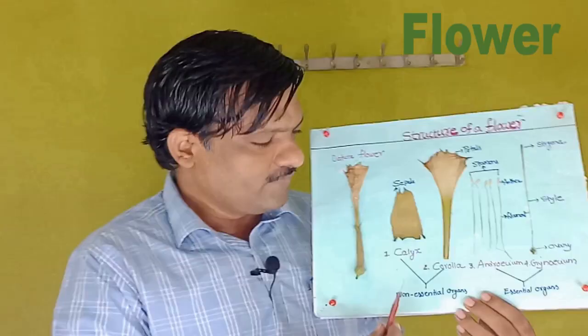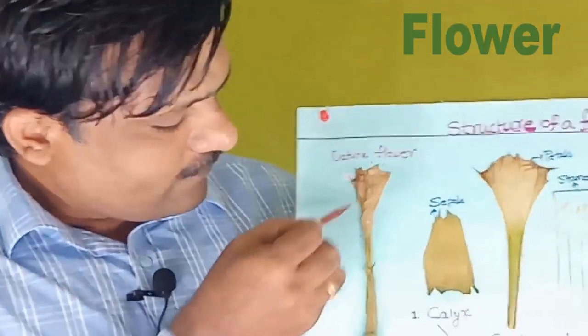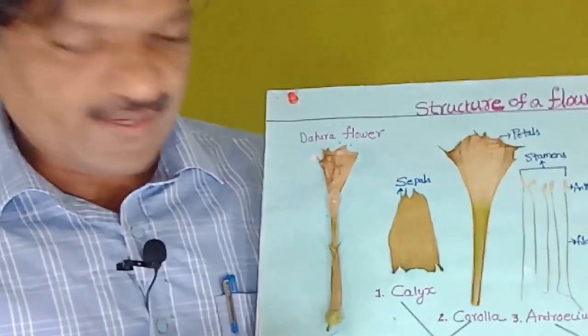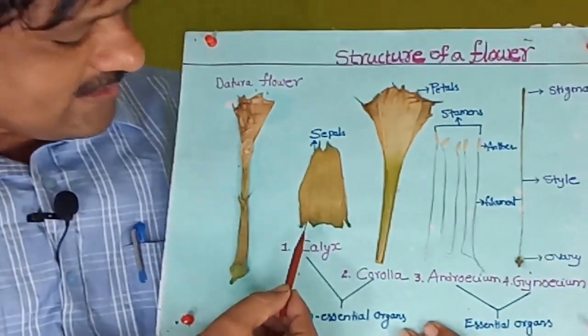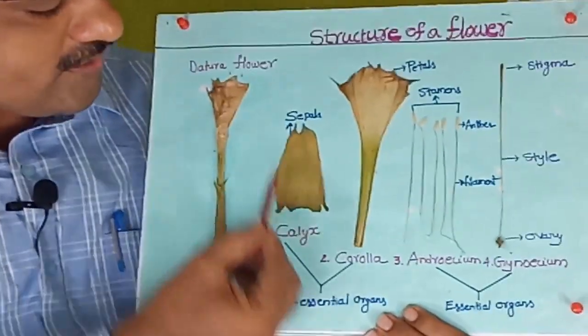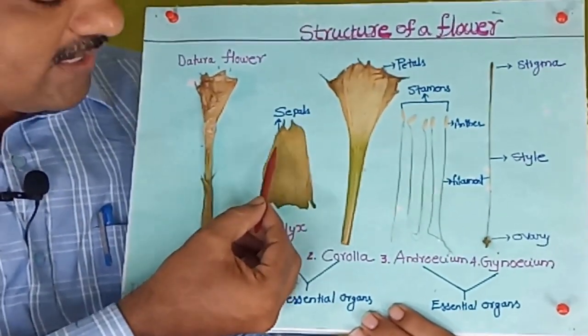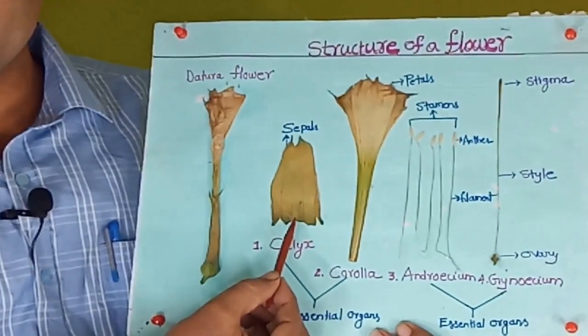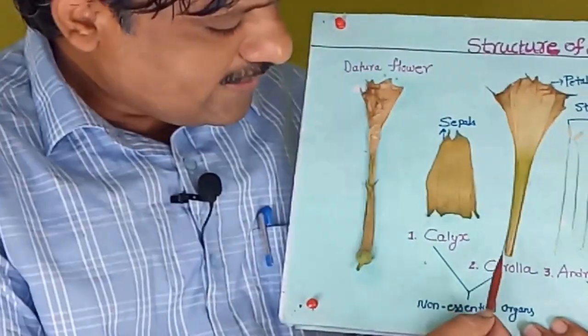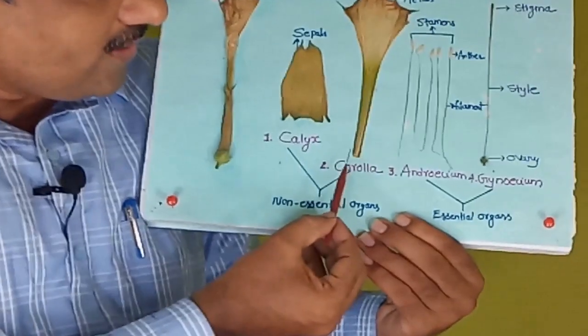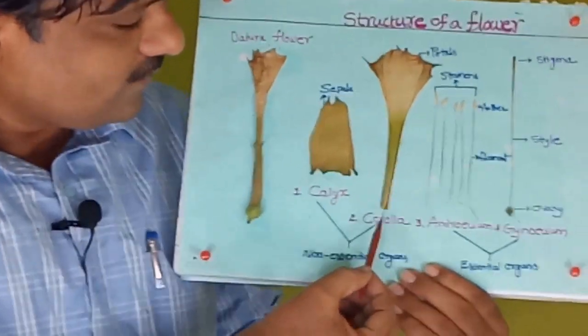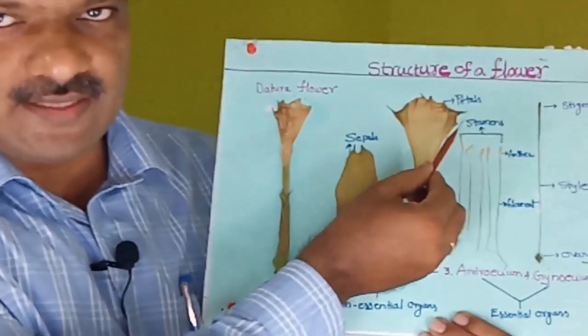Now I will explain in detail with the help of the chart. In this chart, one complete Datura flower is there. The first whorl, what I told, is the calyx. And the calyx contains different parts we call sepals. Sometimes these sepals may be free or sometimes sepals may be united. And next is the corolla. The corolla is the second whorl of the flower and it contains different petals.